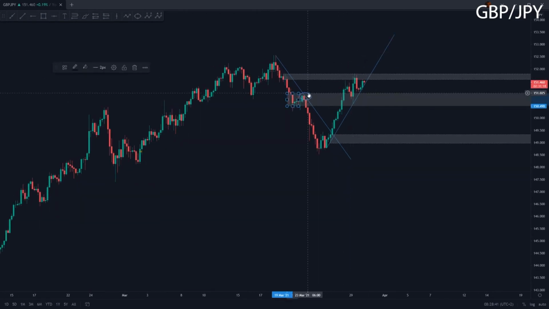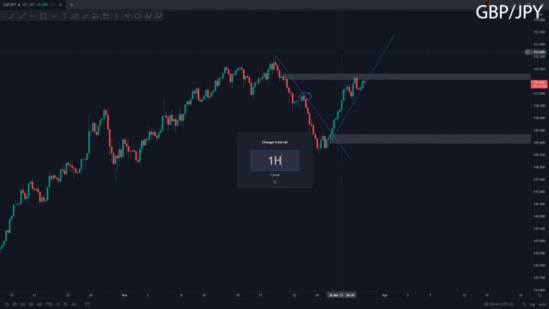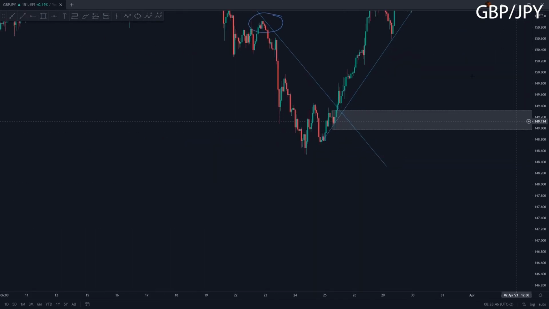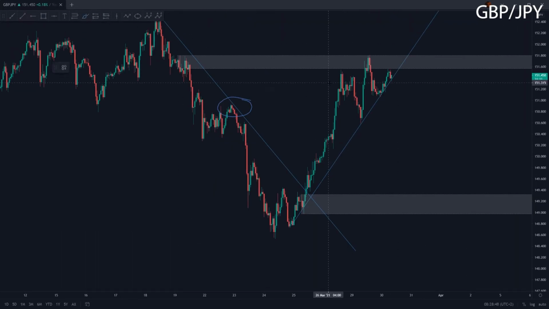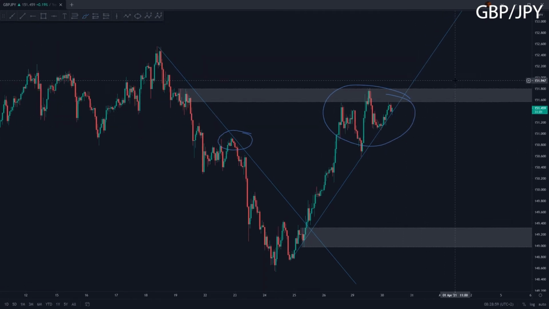And we're currently kind of consolidating on the lower time frame. If we go over to the 1 hour, it's similar to the Euro Yen. All we're doing currently is just situated within this level after this large impulse. So price is probably just charging up its batteries before we're going to see a real impulse in either direction.